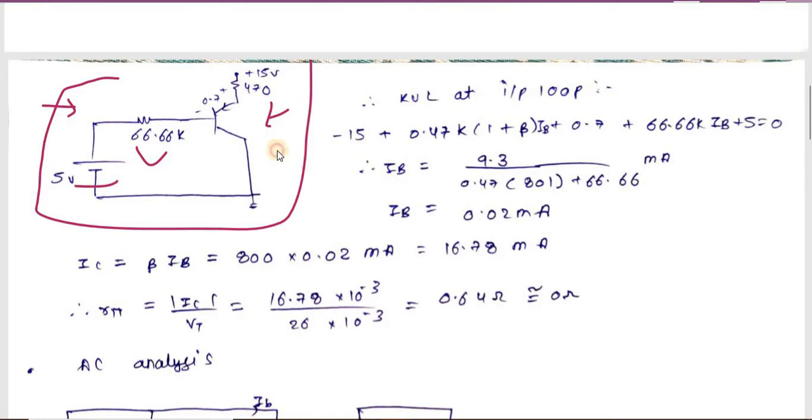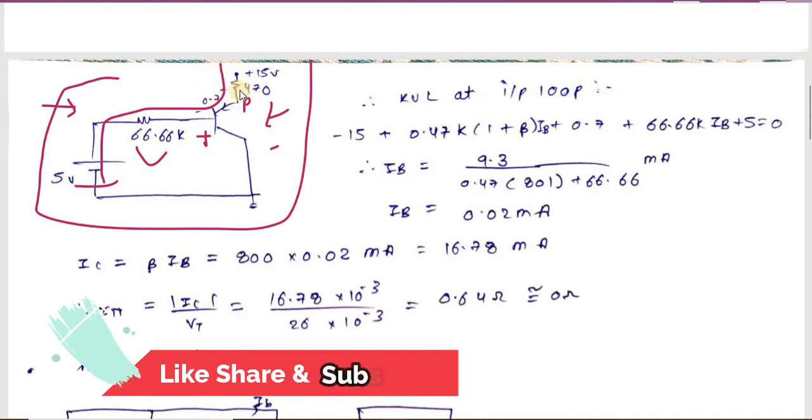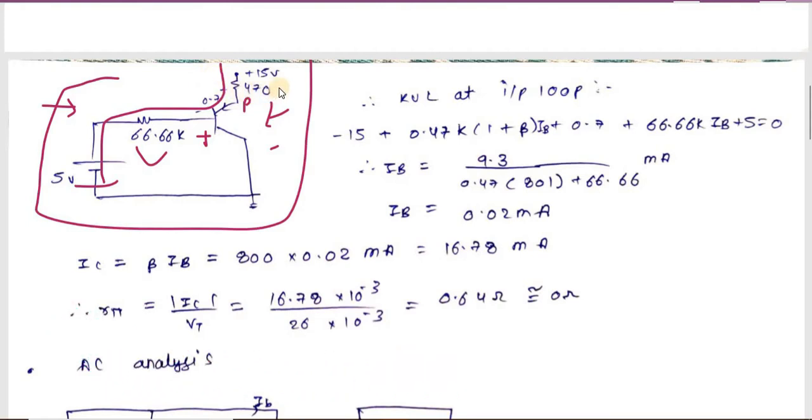Our motive is to find IC. Here you can see this is a PNP transistor. This is your emitter, this is your collector, and this is your base. We don't know anything about this VBC. We only know the information about VBE, and that is usually 0.7 volt. So we are going to apply KVL in this fashion, from ground to ground. It will be minus 15 plus 0.47 K into IE. Here I am assuming all the resistances in kilo ohm so that I will get all the currents in milliampere, and this makes our calculation much easier.